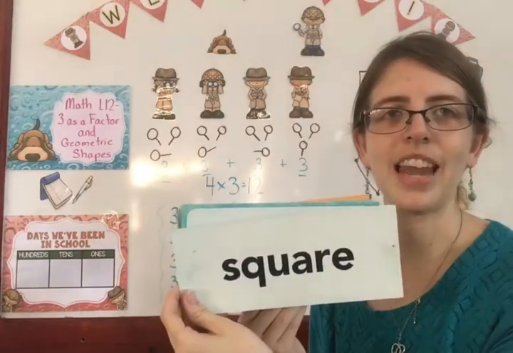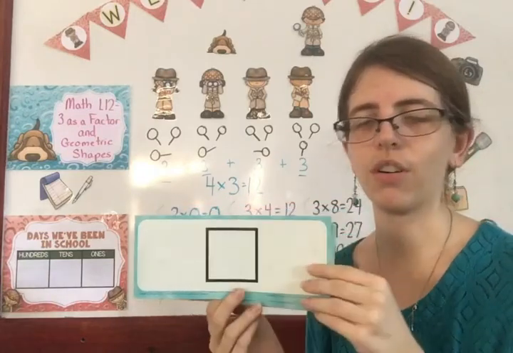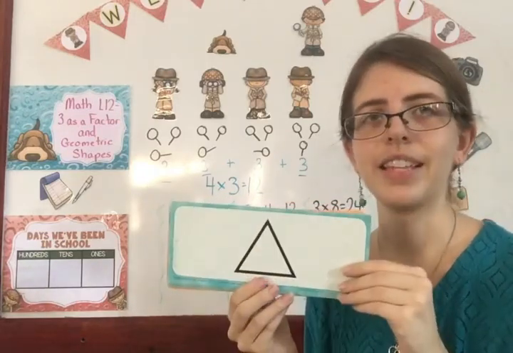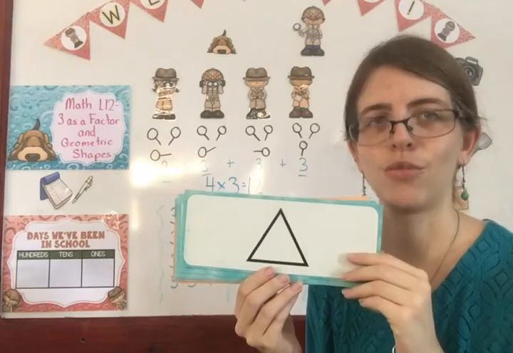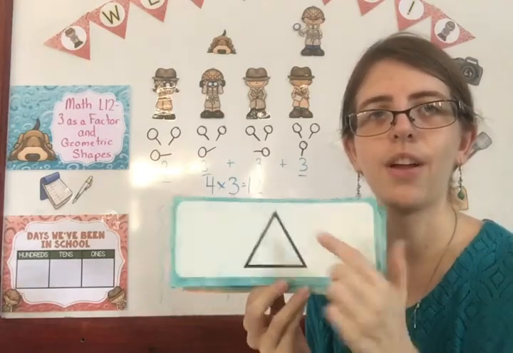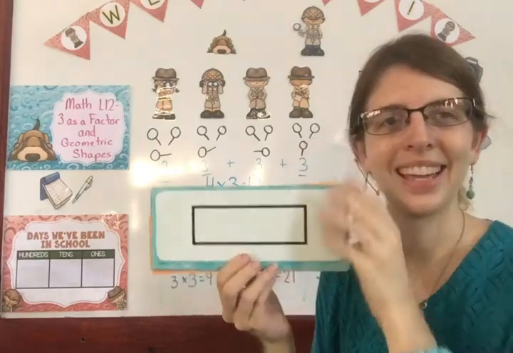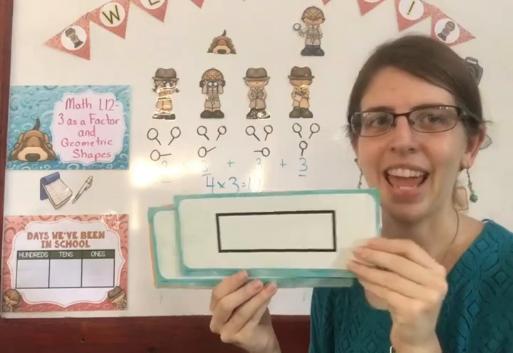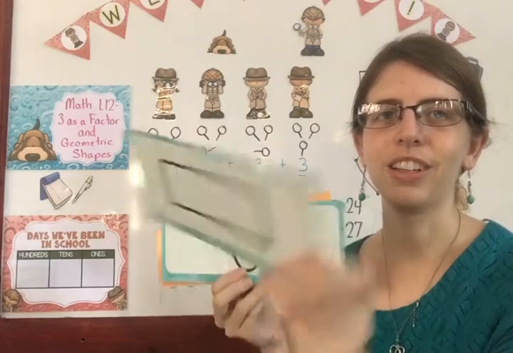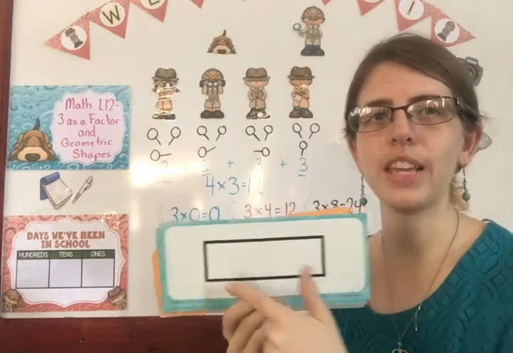This is a square. Nicely done. How many sides does a square have? 1, 2, 3, 4. Good. This is a triangle. That's right. And how many sides are in a triangle? 1, 2, 3. This is a rectangle. Rectangle. And how many sides are in a rectangle? 1, 2, 3, 4.